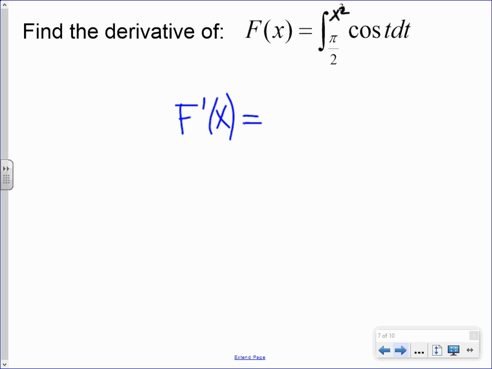Written different, but it's still the same problem. We're taking the derivative of an antiderivative, which means we're going to get the function. But what needs to be inside the function? X squared, since this is x squared goes inside of our function. And is that it? Chain rule, multiplied by 2x.